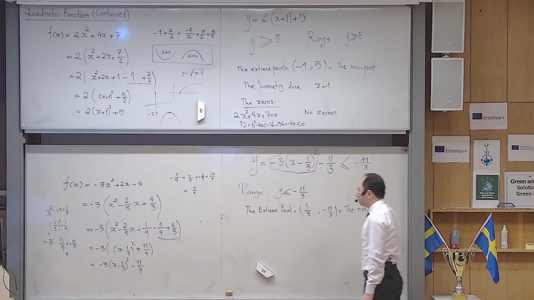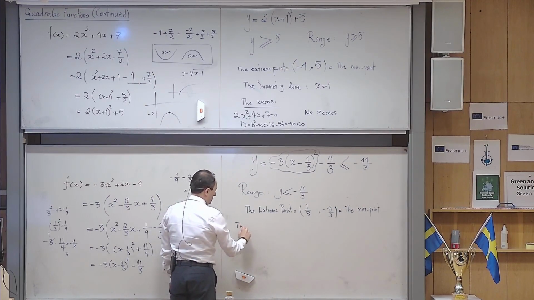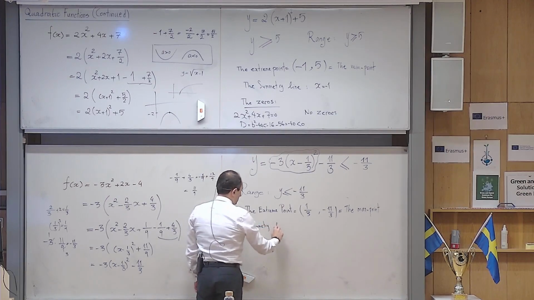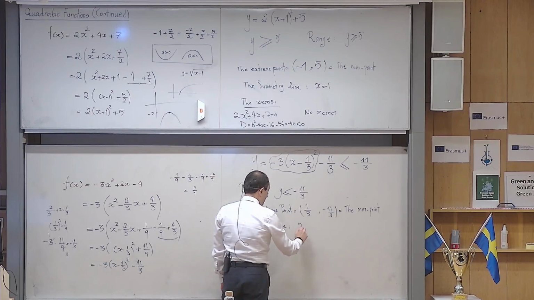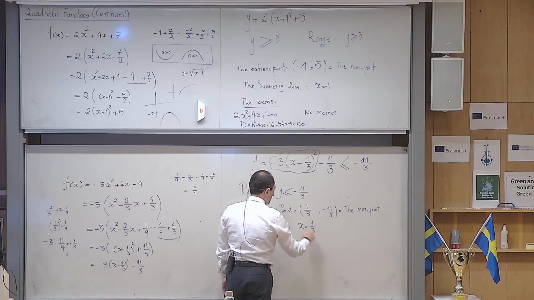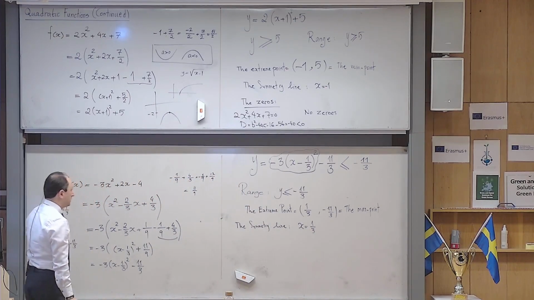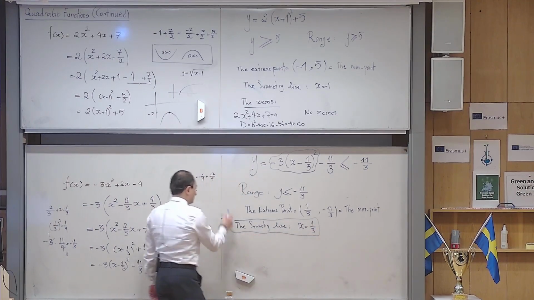If I ask you, what is the symmetry line? 1/3. x equals 1/3, yes, you have to write x equals. This is a must. If you just write 1/3, that is not acceptable. So that is the symmetry line, the equation of the symmetry line.